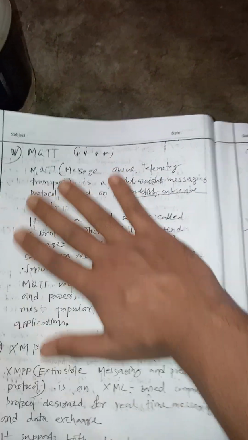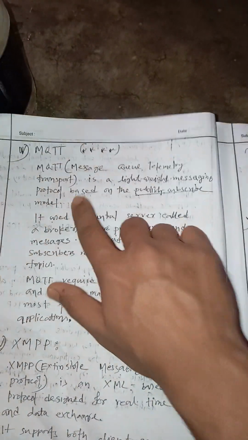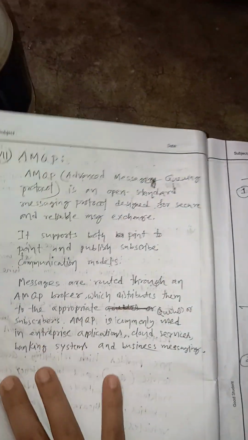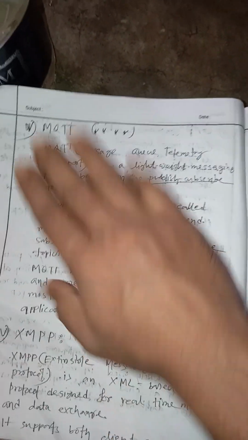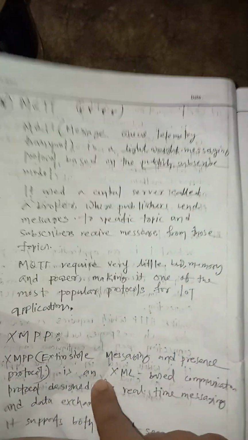Okay, but among the last 4, MQTT, DDS, and AMQP follow the publish-subscribe model. Those 3 publish-subscribe models: MQTT, then DDS, then AMQP. Okay, then you have to give much more time to this.